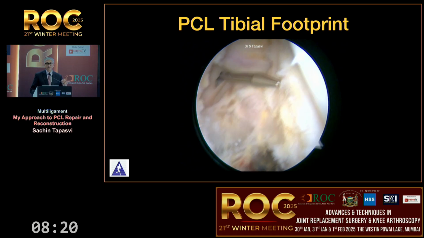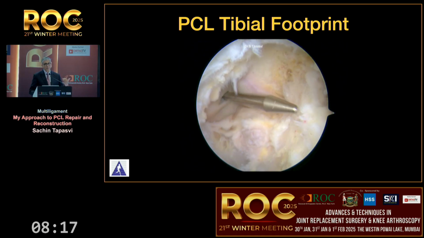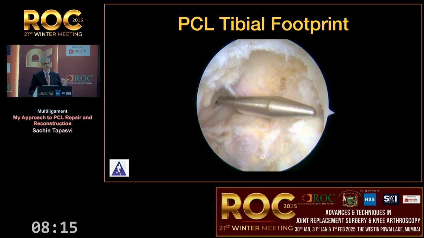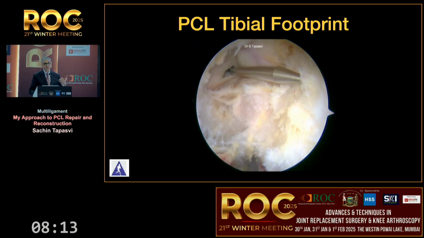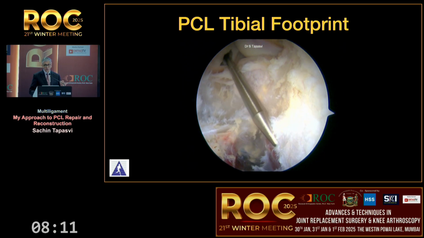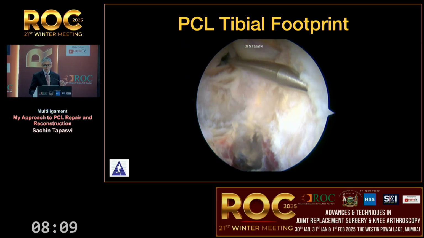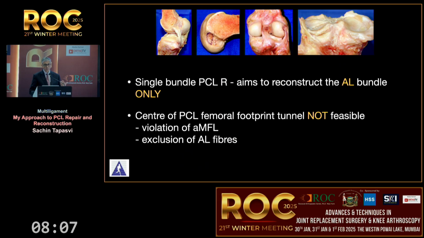The PCL tibial footprint is again a very broad area of insertion. This tibial footprint is going to blend with the periosteum on the posterior aspect. You have the champagne drop-off sign, which is a very useful landmark for you. The champagne drop-off point is right there, where you start seeing fibers of the popliteus.